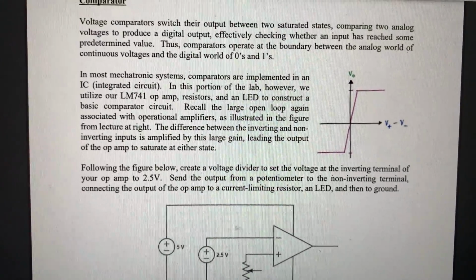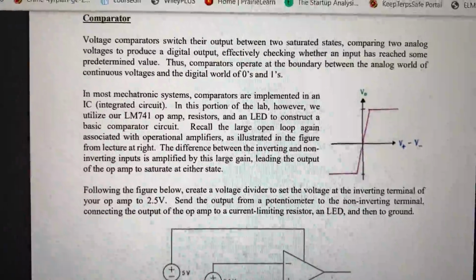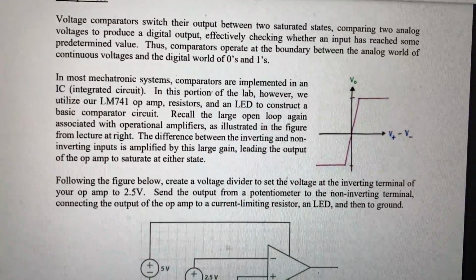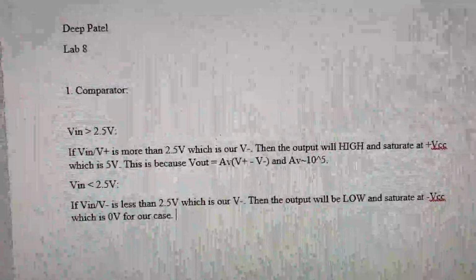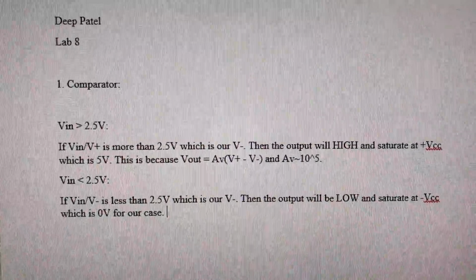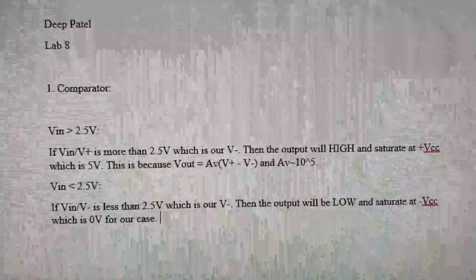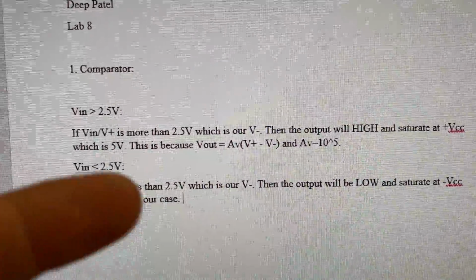So this makes sense because this is exactly what a voltage comparator circuit is supposed to do. It's supposed to switch between two saturated states, low and high. So if we look at the case where our Vin, our non-inverting input, is more than 2.5 volts, which is our inverting input, then our output will be high, and it'll saturate at positive VCC, which is 5 volts for our case. This happens because our V out equation is this.